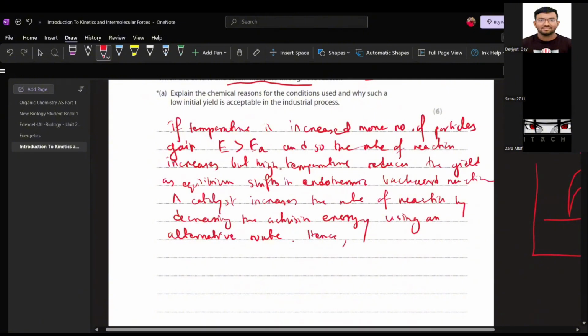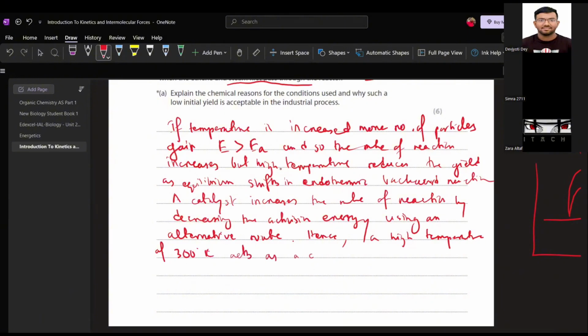Hence, a high temperature of 300 degrees Celsius acts as a compromise between rate and yield.